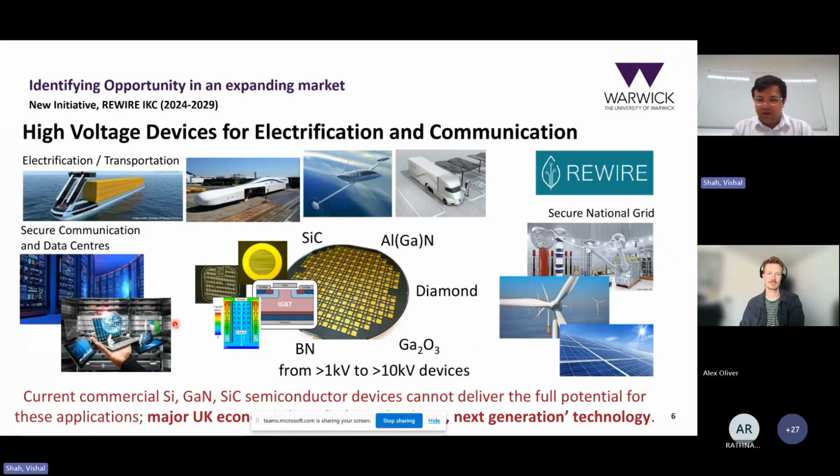I'm not sure if I need to do this, but I will spend a minute quickly introducing REWIRE and its remit, because I think it's a nice story that goes into this standardization. REWIRE is an innovation and knowledge center that works with companies in developing high voltage materials and devices for the end application. It's between 3 universities, Warwick, Cambridge, and Bristol, and led by Bristol. There are a number of different wide bandgap materials, so silicon carbide and gallium nitride, and ultra wide bandgap materials, aluminium gallium nitride, diamond, gallium oxide, and boron nitride, that all feed into the process.